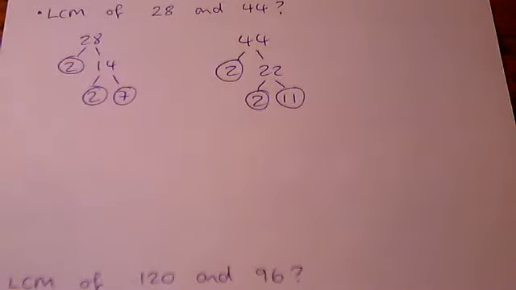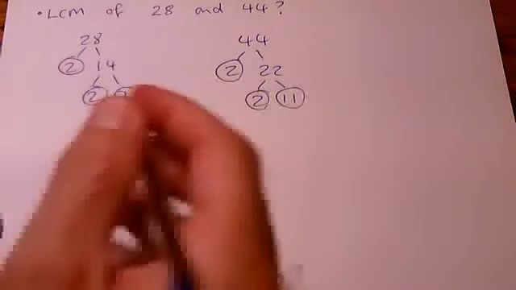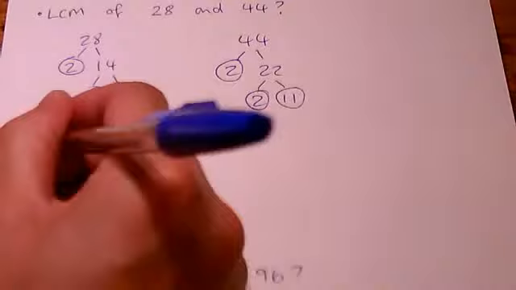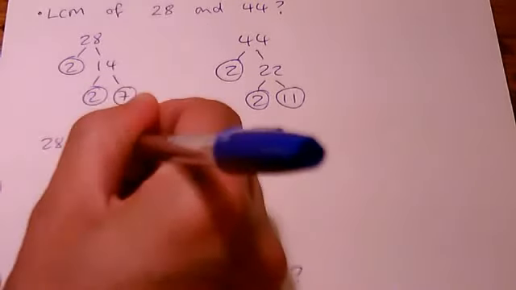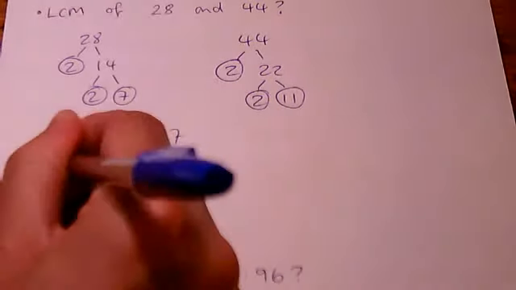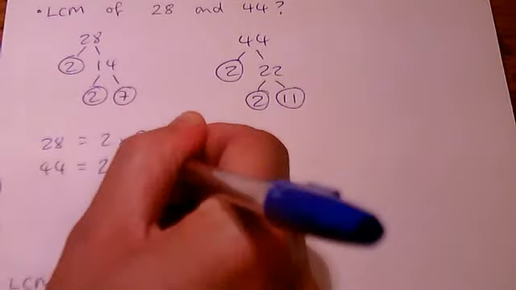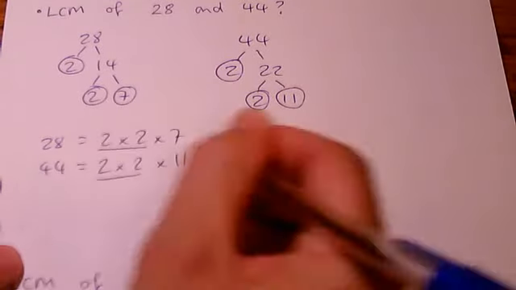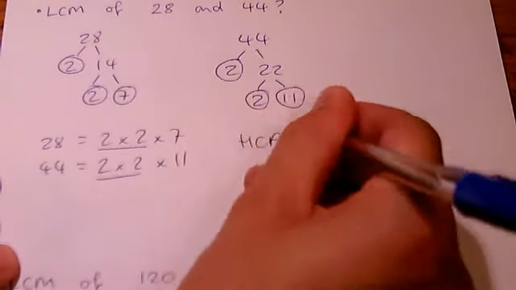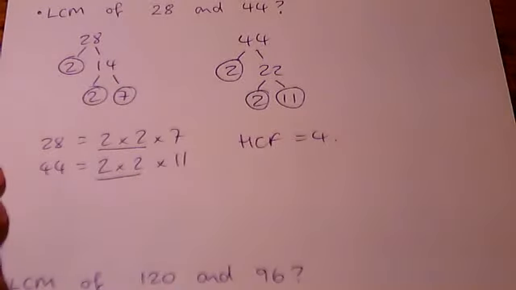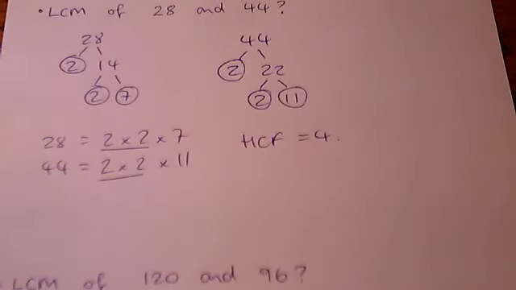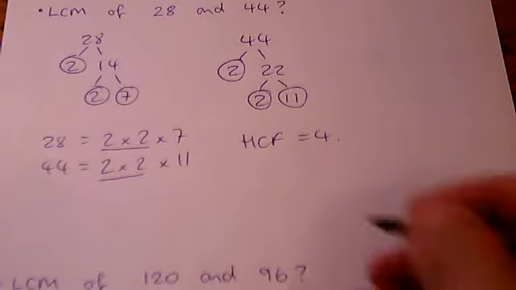out the highest common factor first. We saw just earlier that the highest common factor in this case, well, let's write them out, 28 and 44. The highest common factor here is 4. Now this is the way that I do the least common multiple. I haven't yet worked out a decent way to explain why it works.